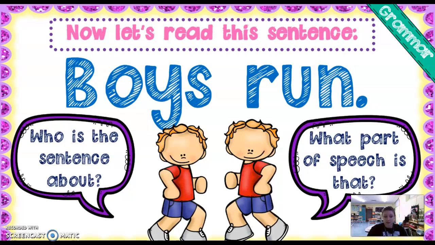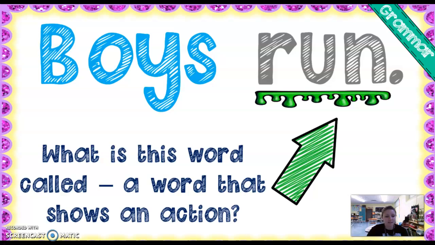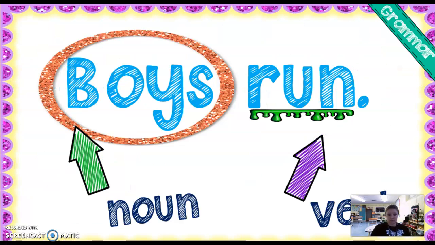Boys run. Who is the sentence about? It's about boys. What part of speech is that? Boys are nouns. They are people. Run is an action verb because it's something that you do. Is the word boys singular, meaning only one, or plural, meaning more than one? It's plural. We would say that a word that shows an action is called an action verb.